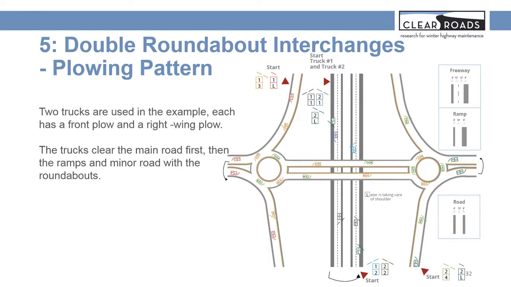And it turns around and has another later pass, we call it 2L, to clear the shoulder, the right shoulder of the off-ramp and on-ramp. And this will complete all the passes.